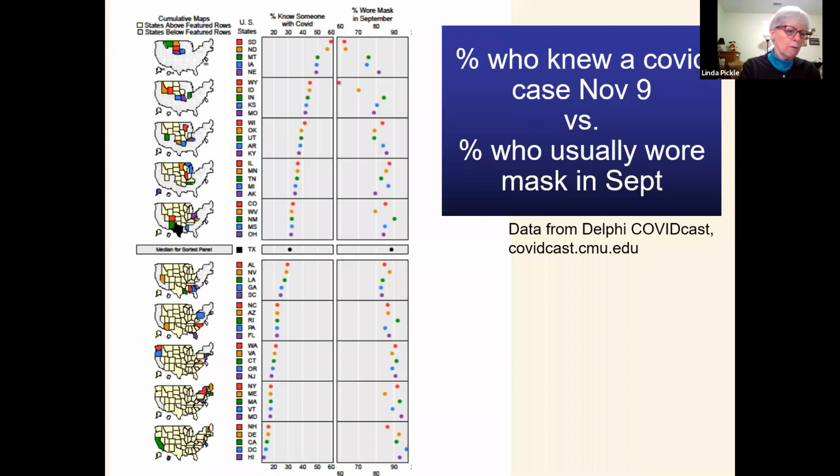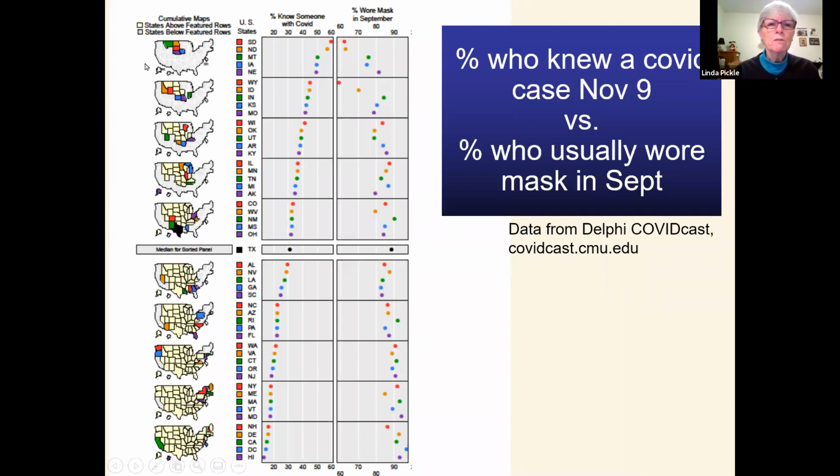Now that we see patterns, we can start to explore factors that might be related to them. For example, percent who usually wore a mask. When Carnegie Mellon asked in September, we chose a date far enough back in time that the occurrence of COVID wasn't impacting whether they were wearing the mask or not.